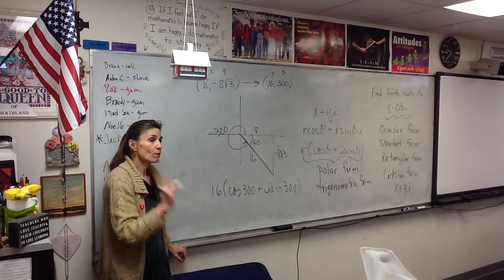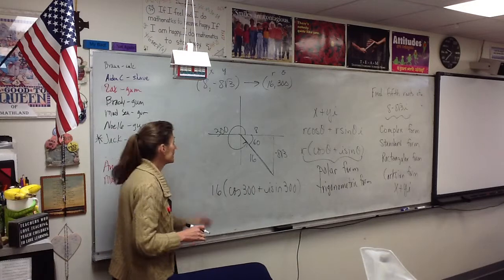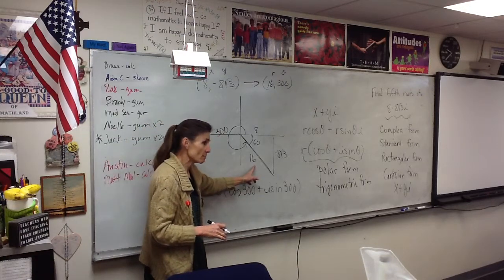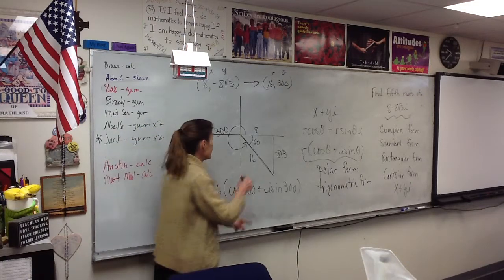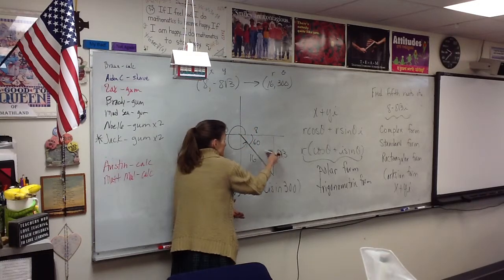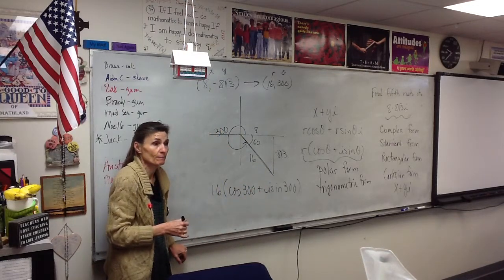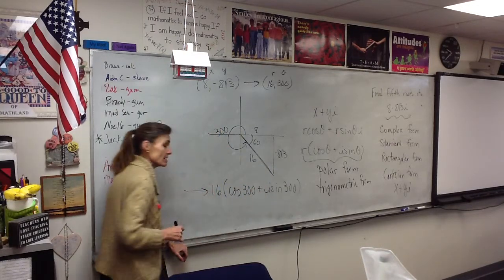What I'm trying to impress upon you is, the math is not new. You get the 16 by doing the Pythagorean theorem, and then you get the reference, or you get the angle. Either, in this case it was special, so we knew it, or we do inverse tangent on our calculator. We've got to write our answer this way.